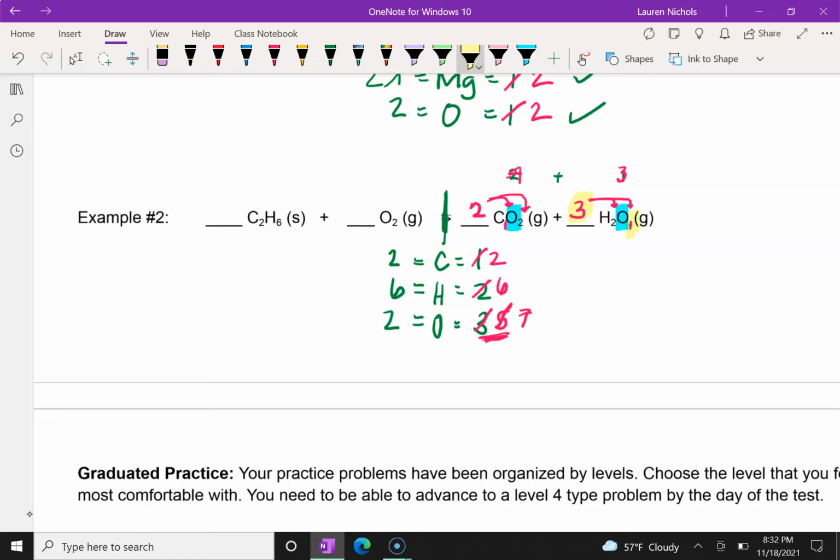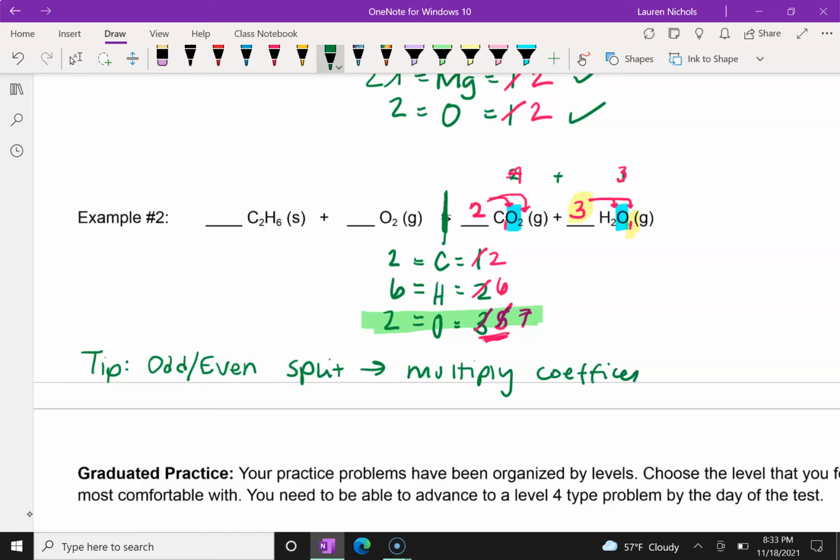Now, we're in a little bit of a dilemma, and I hope you might be able to see it. Here we have a 2 and a 7 for oxygen. Even if I put a 3 there, 3 times 2 would be 6, or 4 times 2 would be 8, it would not give me 7. So my tip to you is when you have an odd-even split like that, where you can't figure it out, multiply the coefficients by 2. All of them. Because remember, anything multiplied by 2 always becomes an even number, and that'll make it a lot easier.